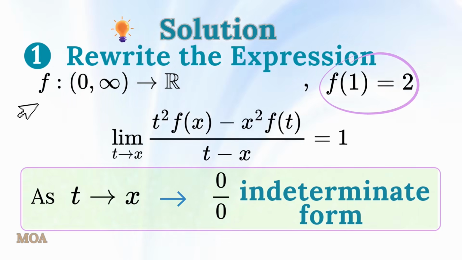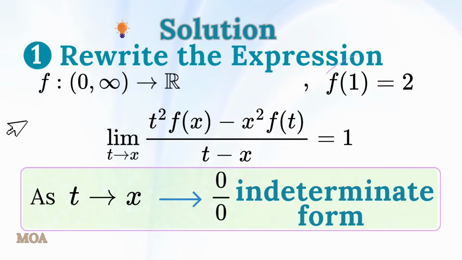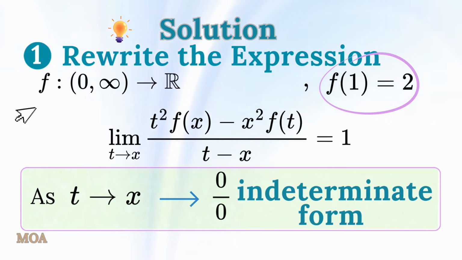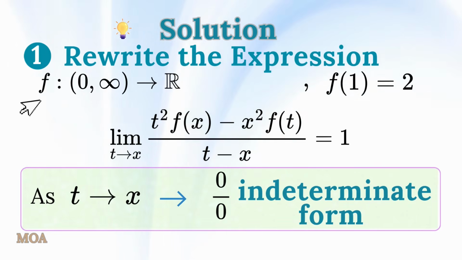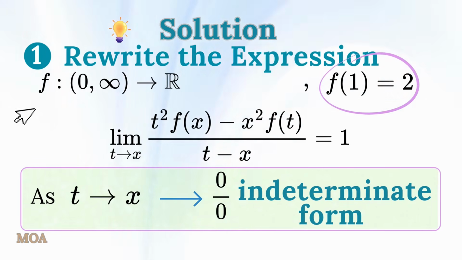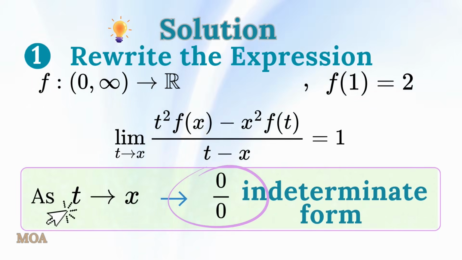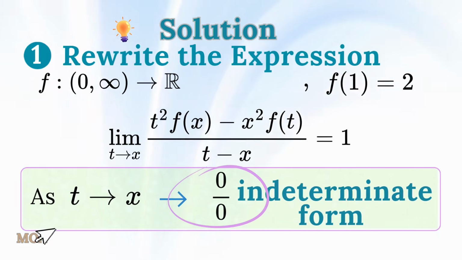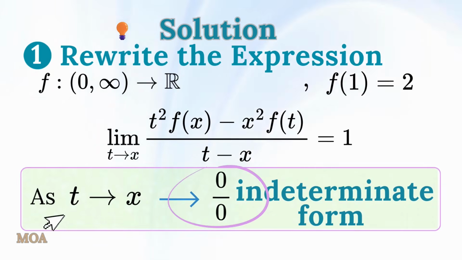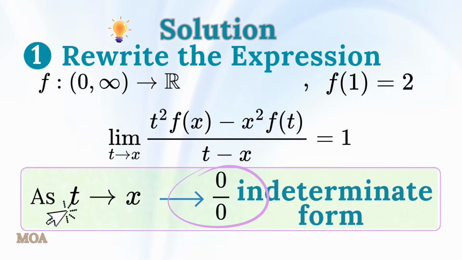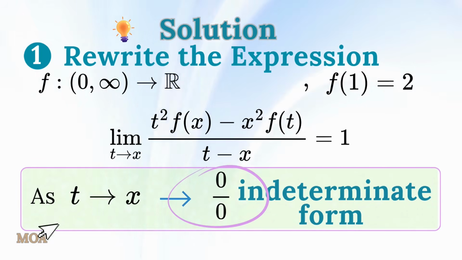Well, before initiating the solution, let us recall that f is a continuously differentiable function defined on the positive real numbers, such that f of 1 equals 2. Regarding the expression of this limit, as t approaches x, the numerator approaches 0, and at the same time, the denominator also approaches 0, yielding the 0 over 0 indeterminate form. Now, students should ask, where do we begin to solve this problem correctly and rapidly?